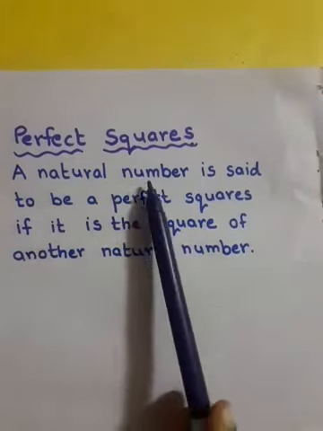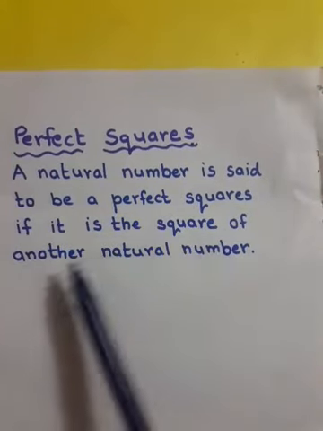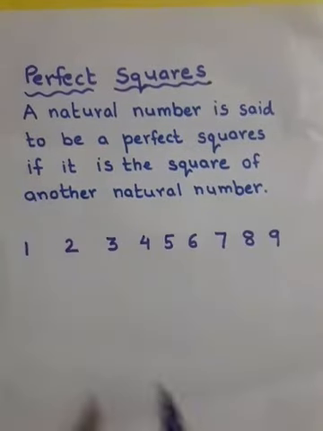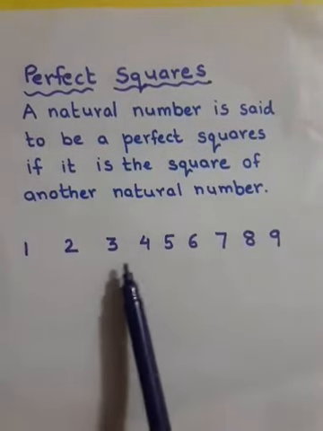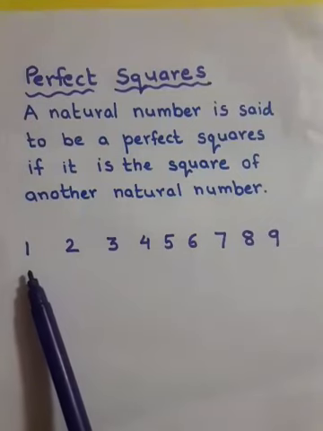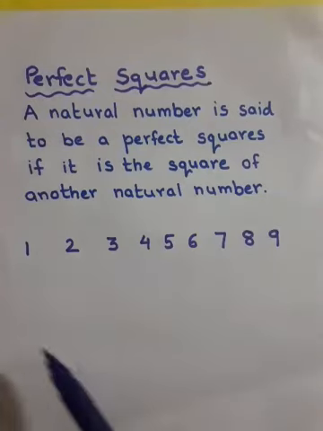Students, do you know which numbers are called perfect squares? Now you might be thinking, why is the teacher asking about perfect squares in this chapter? Let's see. A natural number is said to be a perfect square if it is the square of another natural number. Now here, I have written the first 9 natural numbers. Now let's see among these which numbers are perfect squares.